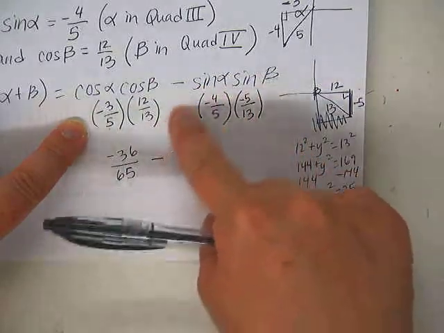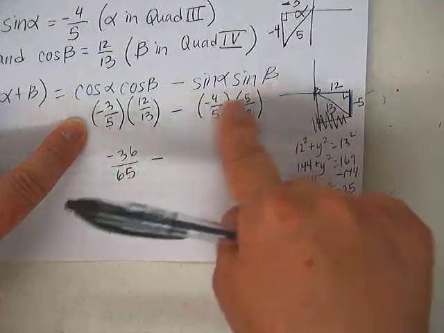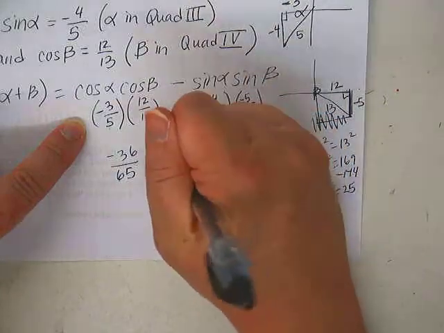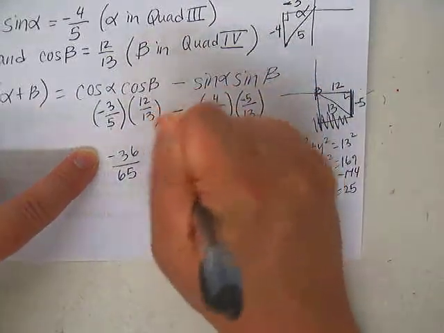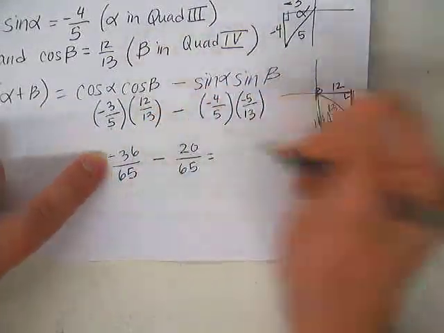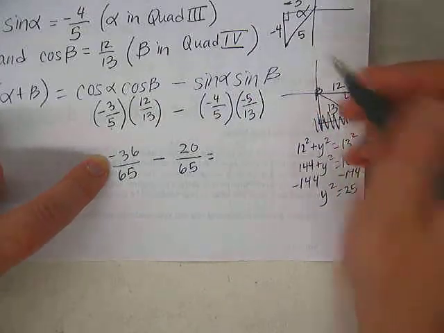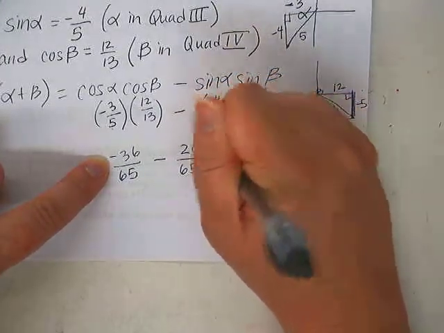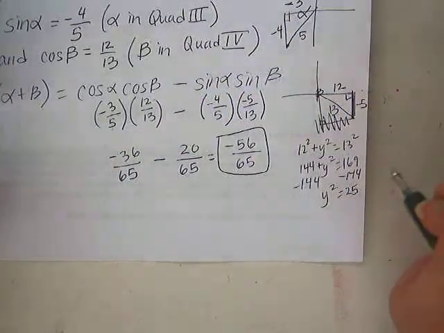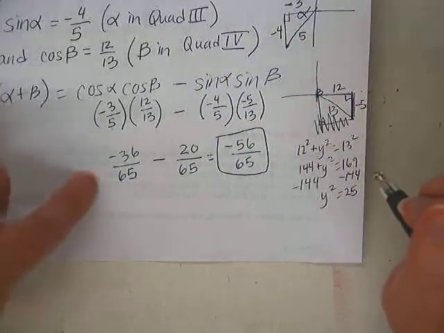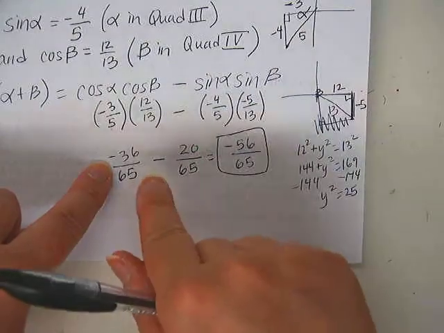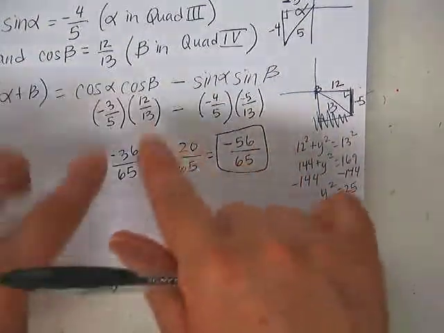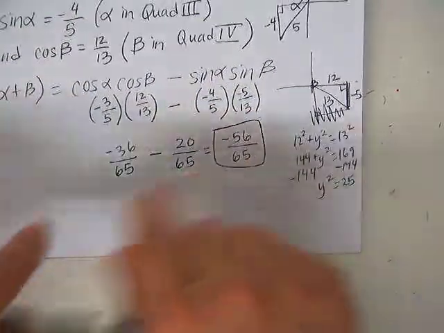So now all we have to do is multiply our fractions, combine them together, and we're done. Multiply these fractions together, we get negative 36 over 65, I think. Yep. Multiply these together, we have a minus, negative, negative. What happens here? It's still a minus here, but these are going to be positive. Negative times a negative is a positive, right? So positive 20/65, but we're subtracting that from a negative, which gives us a negative 56 over 65.